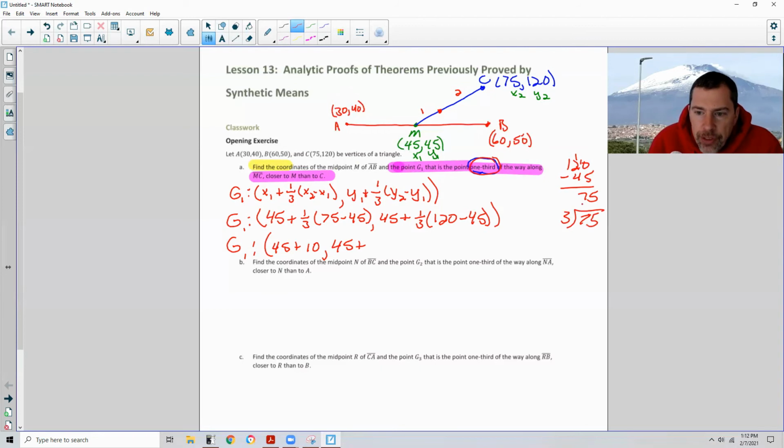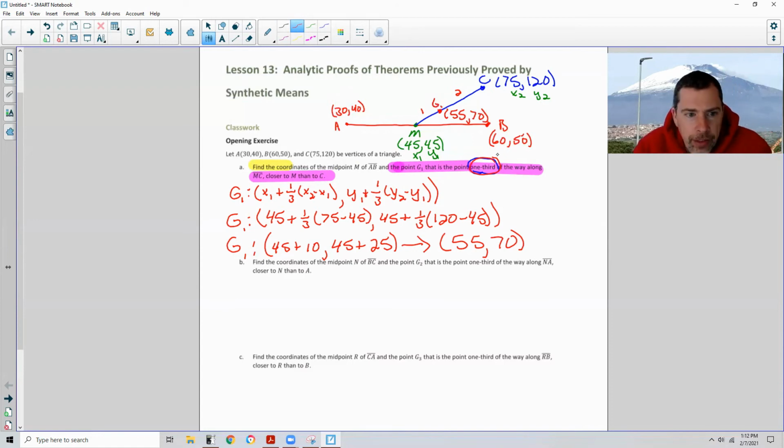So 3 goes into 7 2 times. Bringing down 15, that's 5, 25. So 25. So I just showed all my work there. Did it in my head incorrectly at first. So there we go. And that is going to yield the point 45 plus 10 is 55, comma, 45 plus 25, which is 70. So this point right here is going to be G1, which is 55, comma, 70.